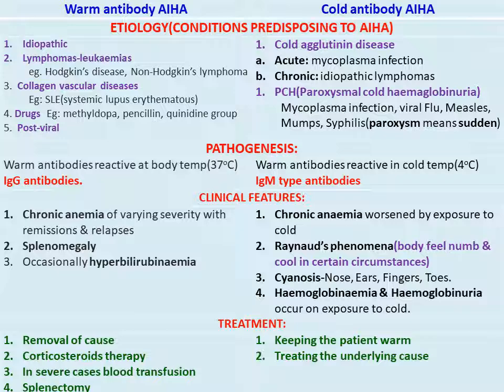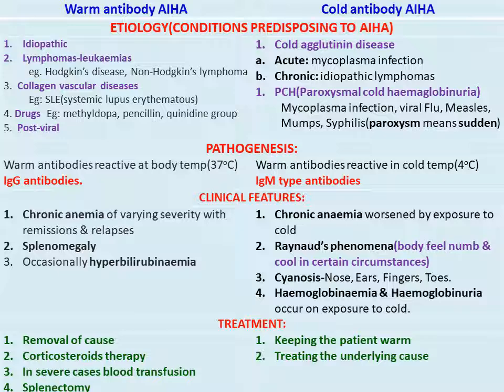Then cold antibody AIHA. The first one is cold agglutinin disease. It may be acute or chronic: acute with mycoplasma infection, chronic with idiopathic causes or lymphomas. So in these acute and chronic diseases, cold hemolytic anemia will be seen.